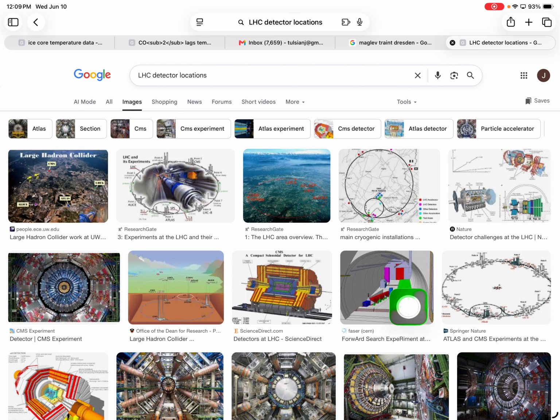The beams are going around almost at the speed of light, and they collide, and this is the detector. They collide, and all the energy is deposited into creating new particles, and these particles fly out in the detector. This detector is as large as this building.